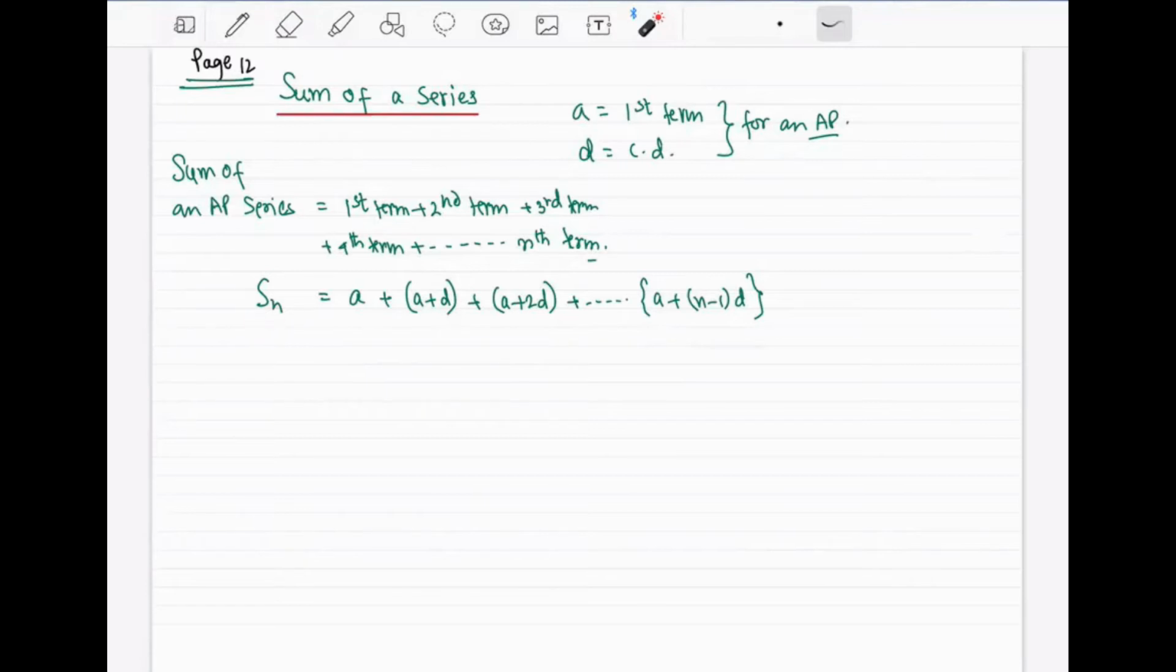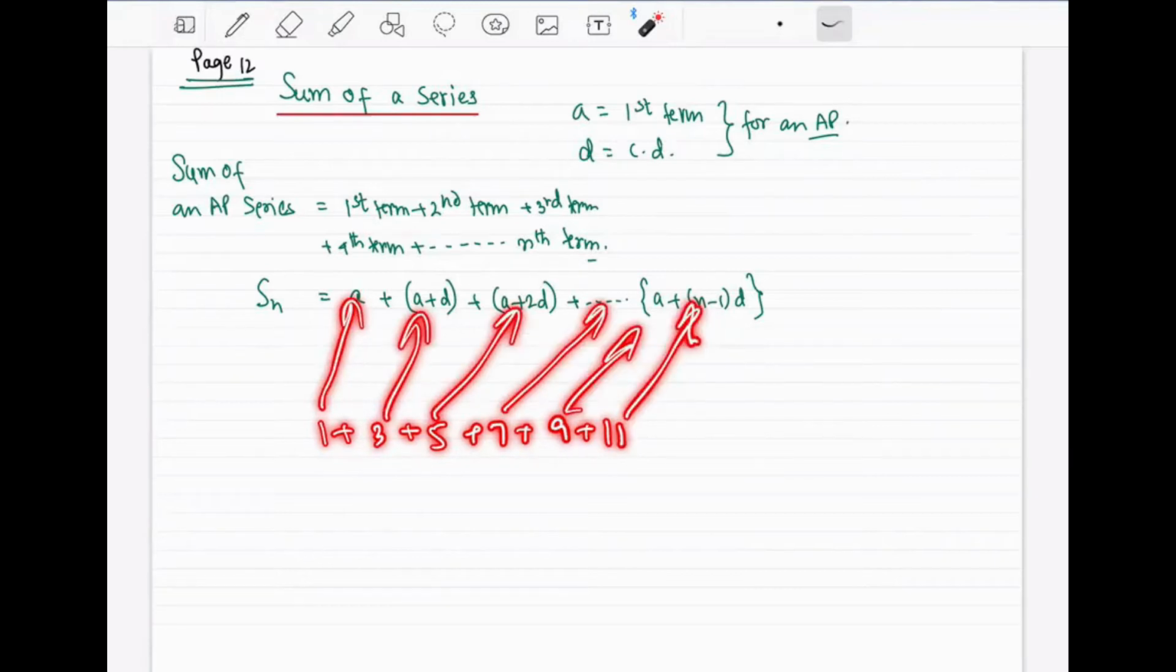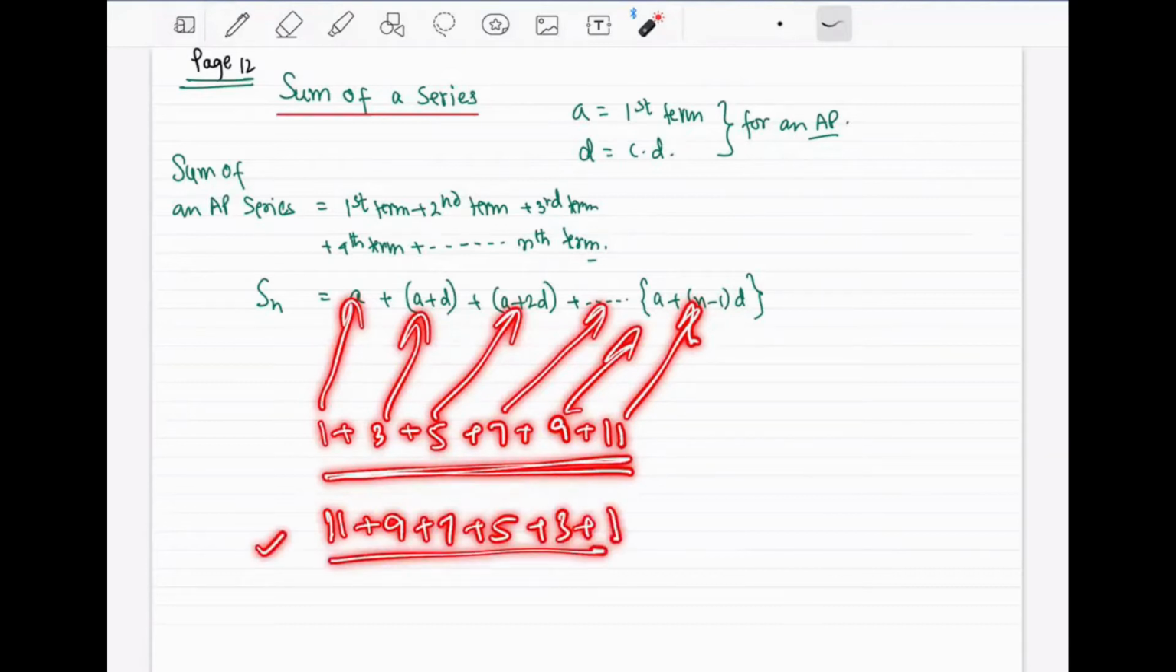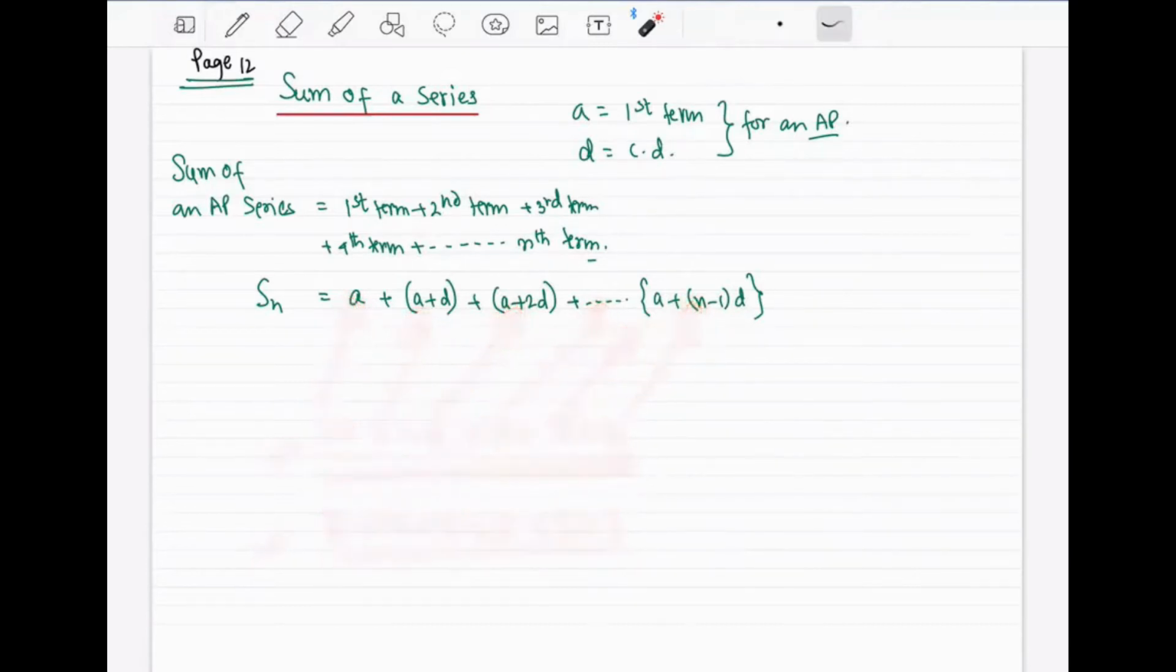Imagine this: I'm writing 1 plus 3 plus 5 plus 7 plus 9 plus 11. How many terms are there? There are 6 of them. The sum that we obtain here will be the same if I write this in the reverse order also: 11 plus 9 plus 7 plus 5 plus 3 plus 1. The two values will remain the same, right? So I'm writing this sum in the reverse order, and we will still get the same value of the sum. So we will write from the reverse order.